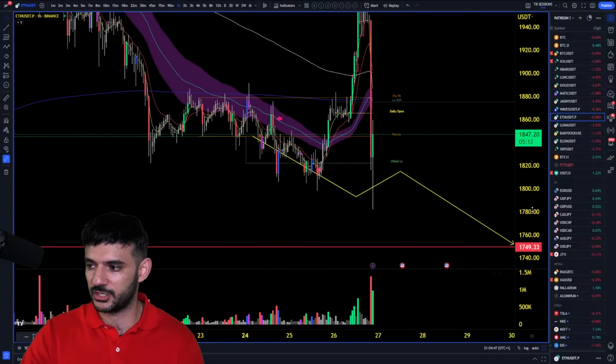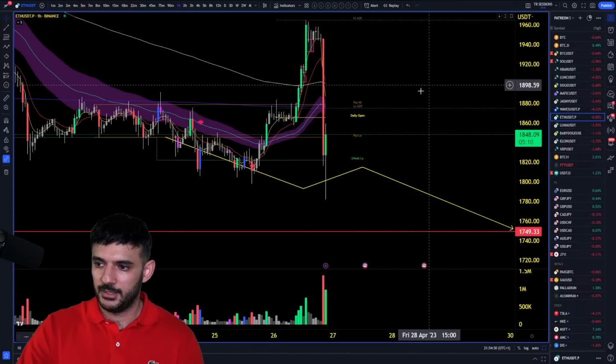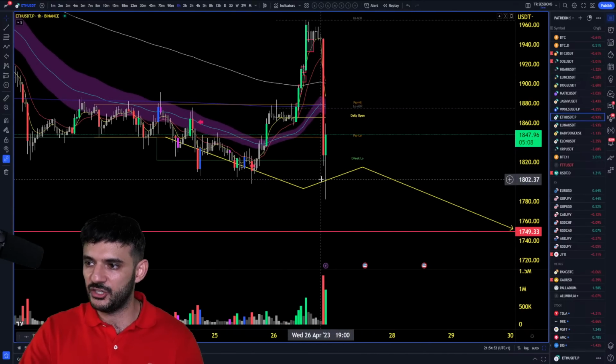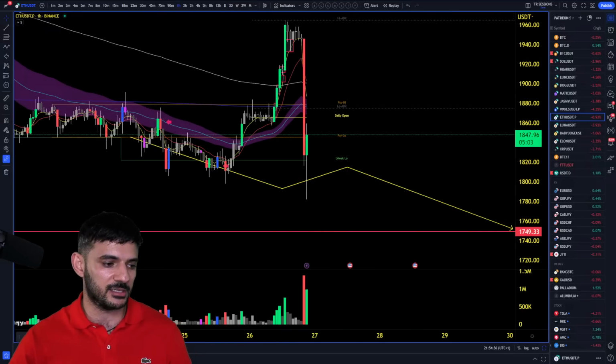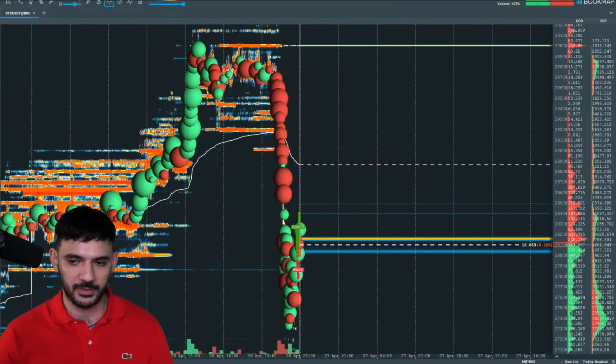So close to our projection of 1749. They've come down and recovered the whole range. Now Ethereum is trying to get back into the psychological ranges themselves. Let's have a look at Bitcoin on the Bookmap.